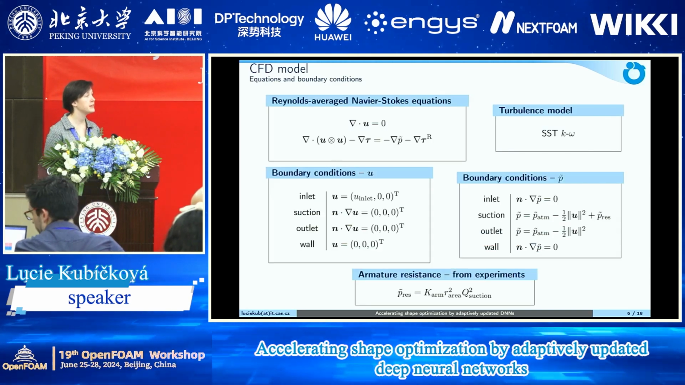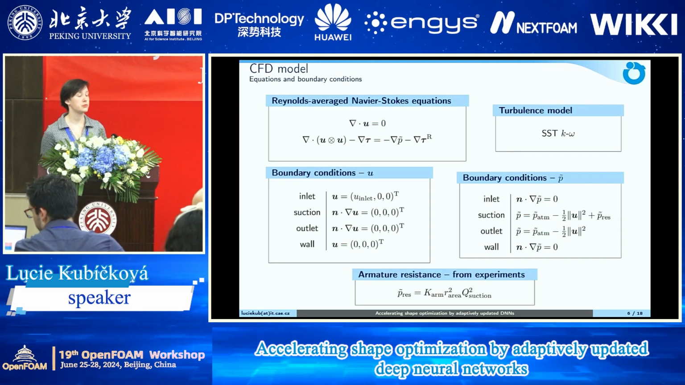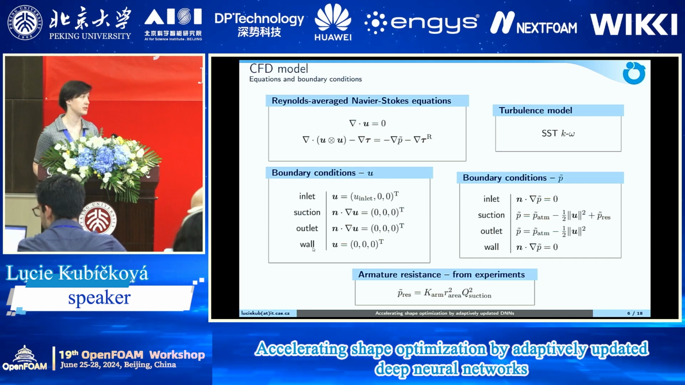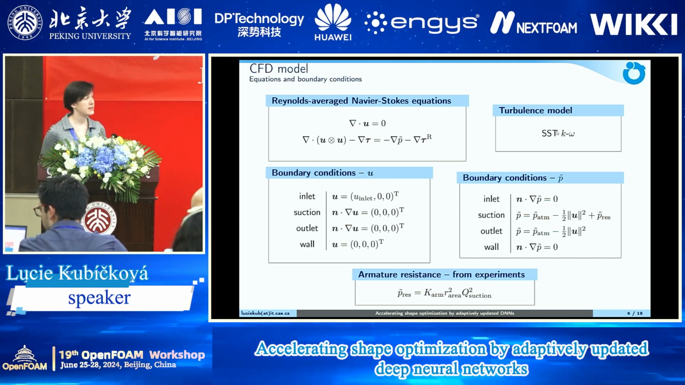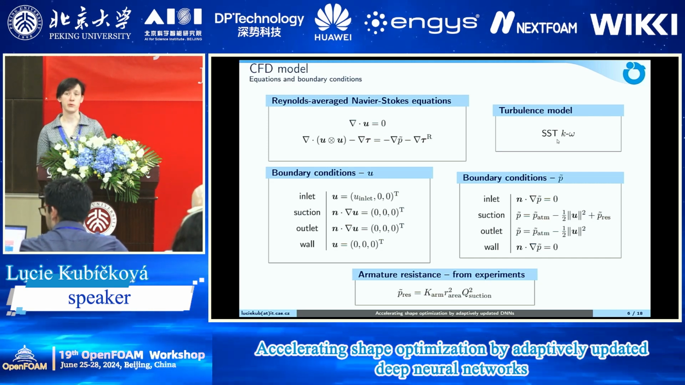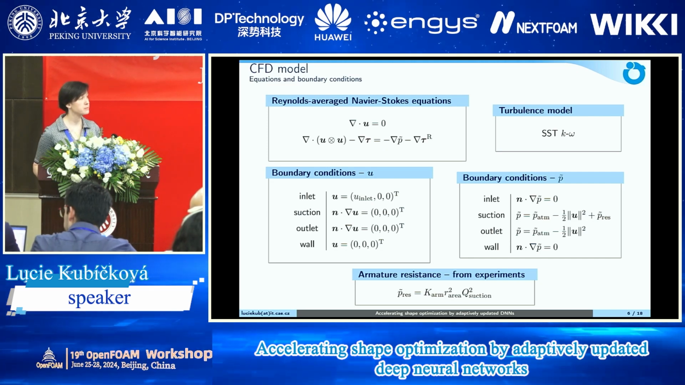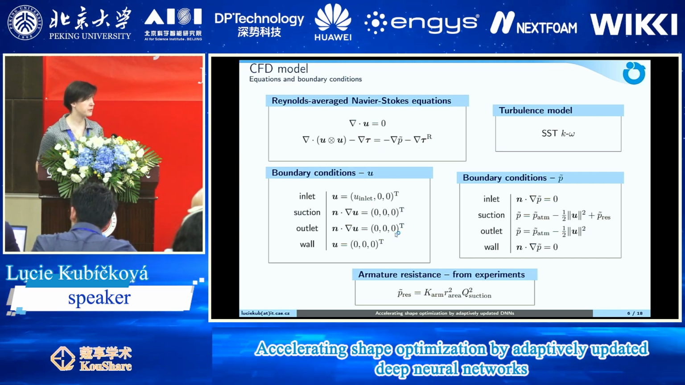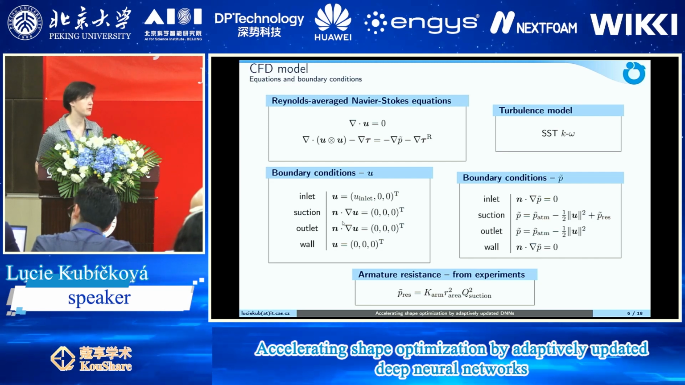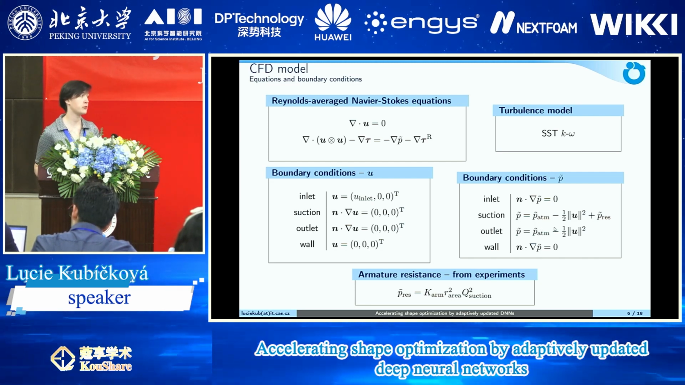Regarding the equations, we used Reynolds averaging, so these are just standard equations. As a turbulence model, we use the SST k-omega. We chose this model based on validation with experiments. Regarding the boundary conditions, they're standard for the velocity and also pretty standard for the pressure.